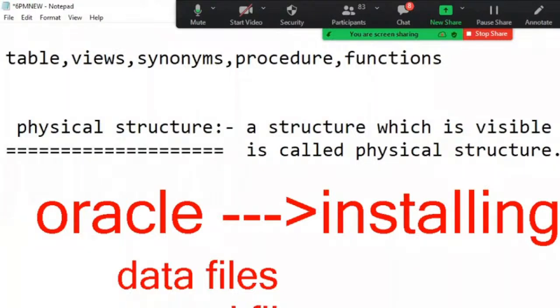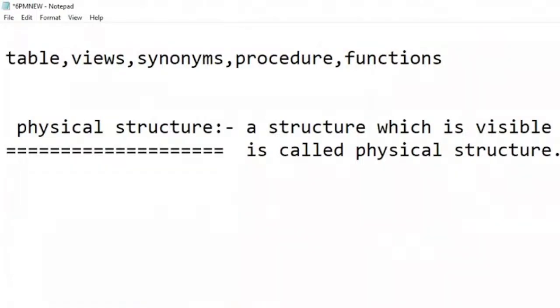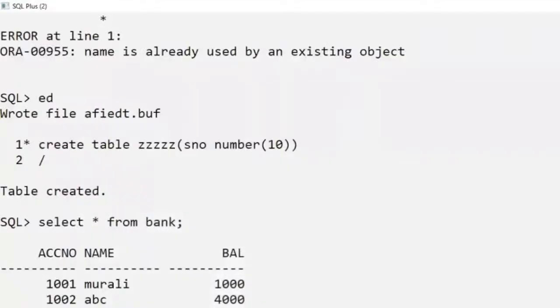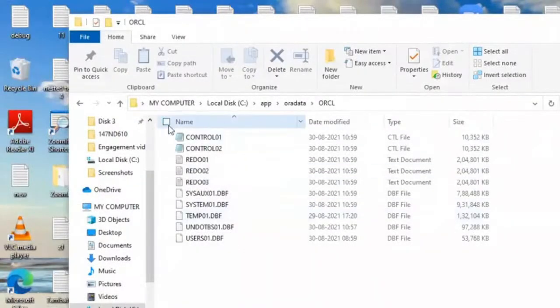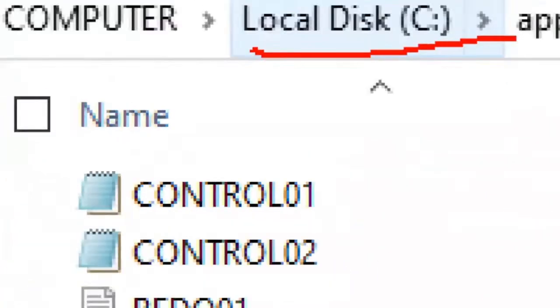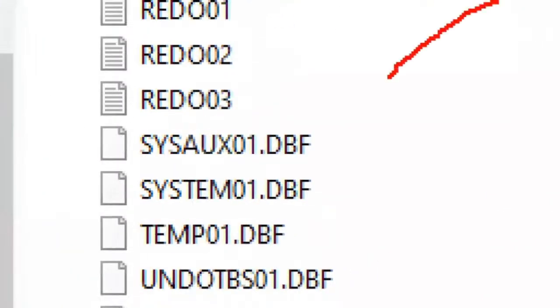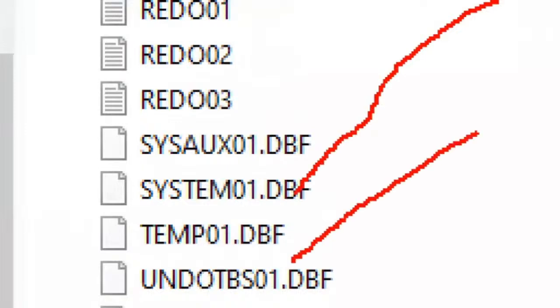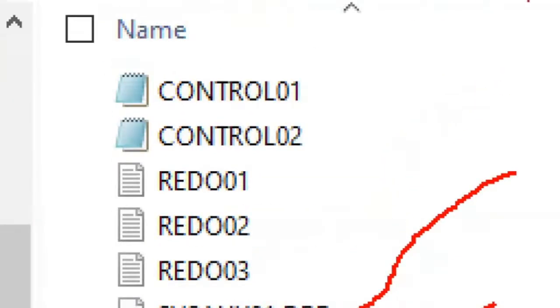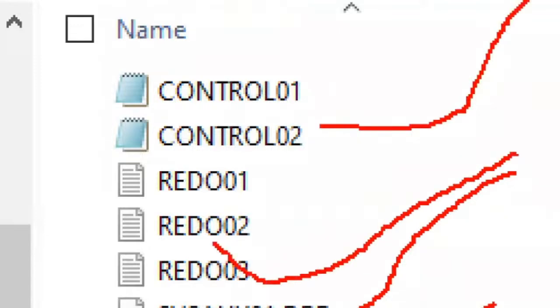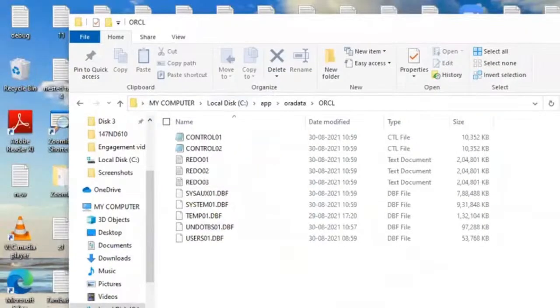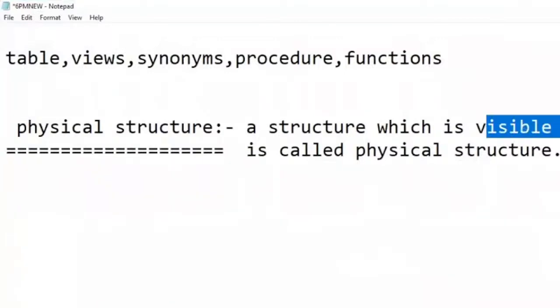You don't have an idea about all these things yet. In the future DBA concept, this is roughly an introduction I'm telling in our course. Observe here, whenever I install the Oracle software, for example, some files are automatically created on the disk, in the C drive, D drive. These are data files, .dbf files. You don't have an idea yet, later you will be familiar. Here, control files and redo log files. That's why it is a structure which is visible in the operating system. Some files are visible, and that is called the physical structure.